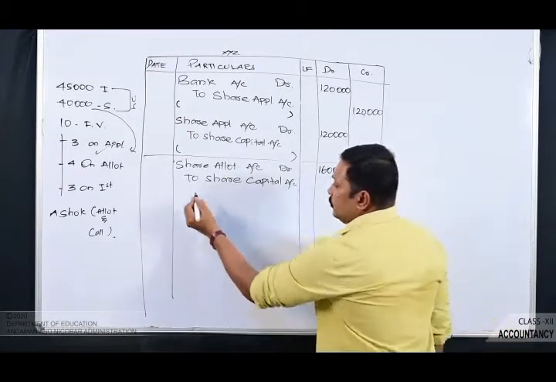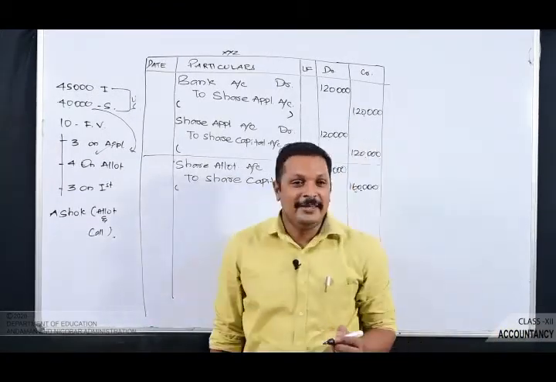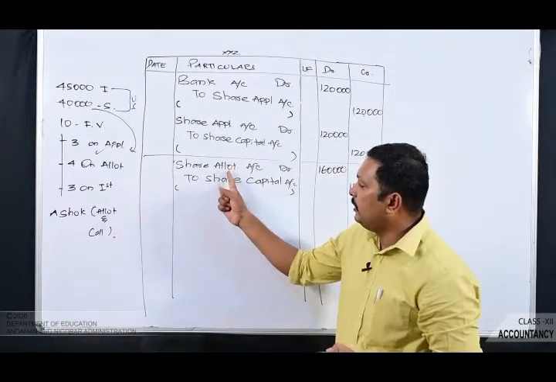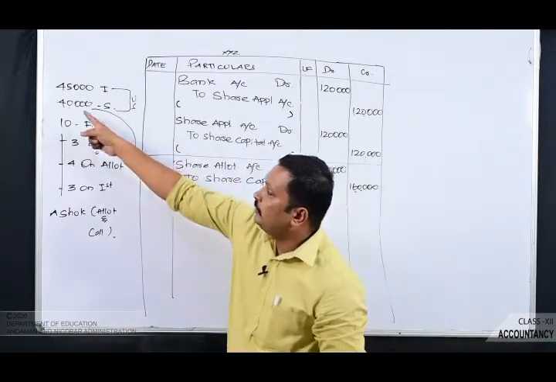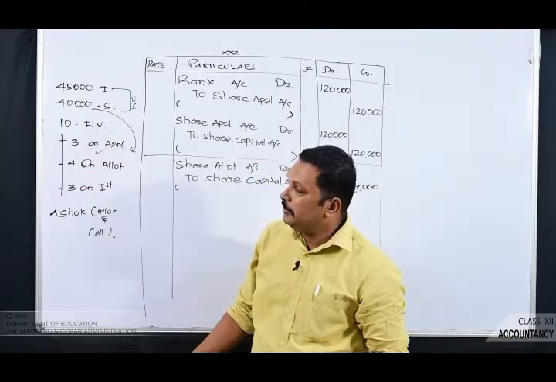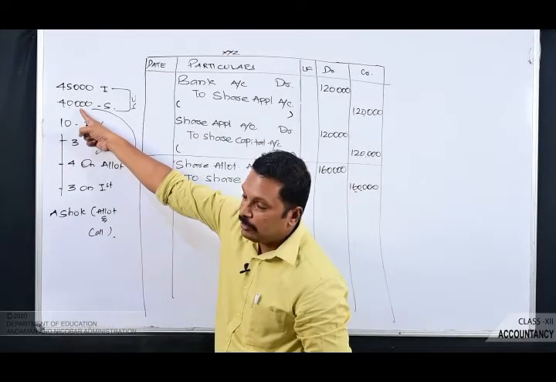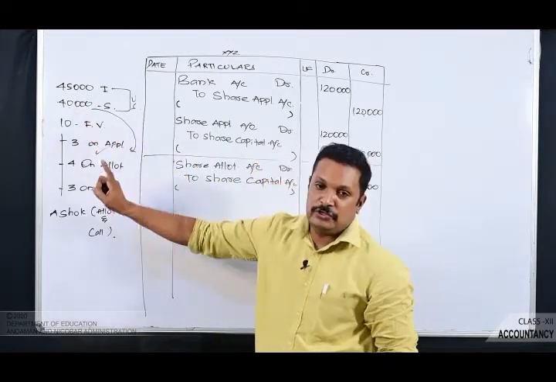Right? So what will the narration be? Being share allotment money due on 40,000 shares at the rate of 4 each. Very simple, no? Being share allotment money due on this amount of shares for this each.